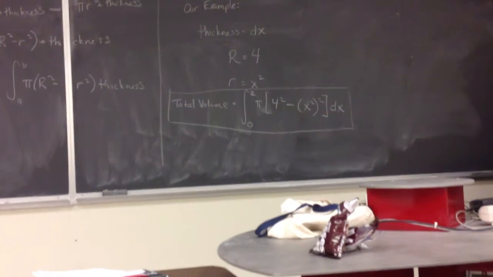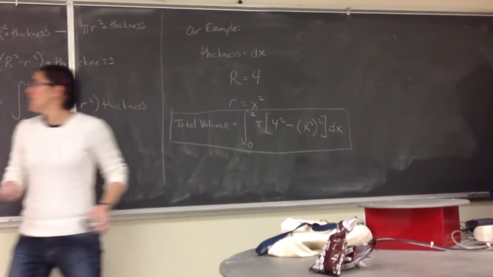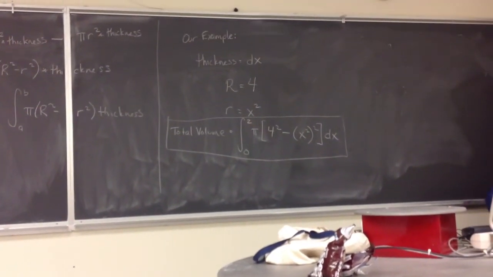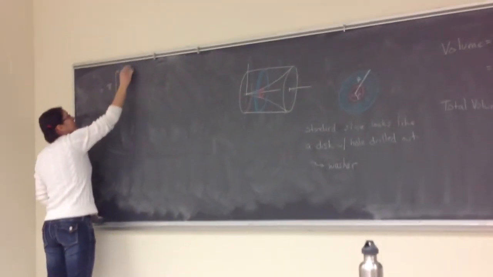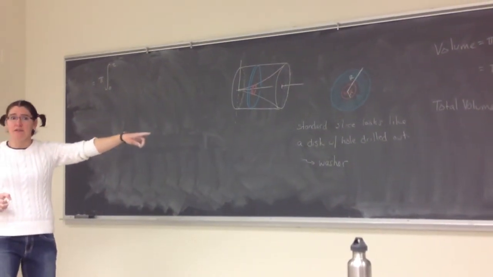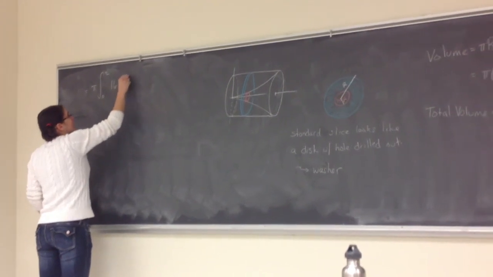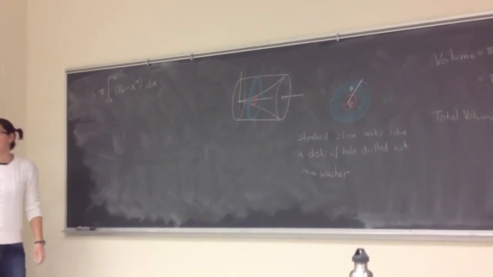Okay, our next step would be to solve this integral. To do that, we first need to do some simplifying and pull that pi out in front. So we'd have pi times the integral from 0 to 2. I might clean up inside the parentheses, so we've got 16 minus x to the 4th, and then a dx at the end. Now I can do my antiderivative.